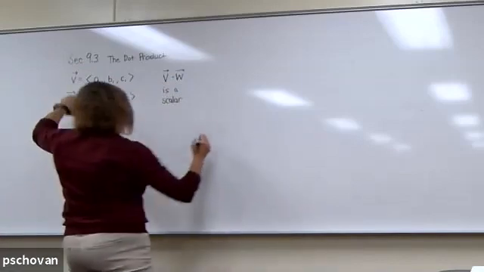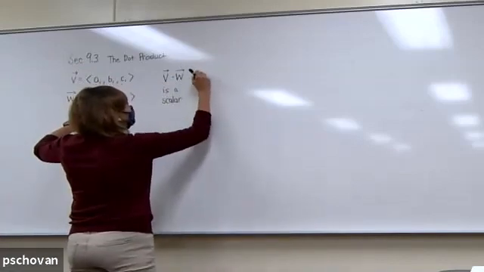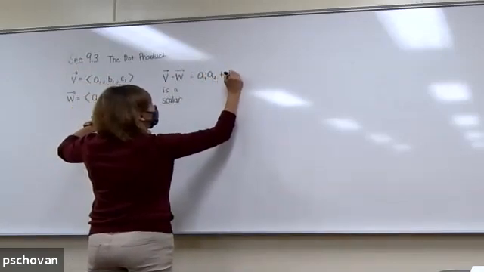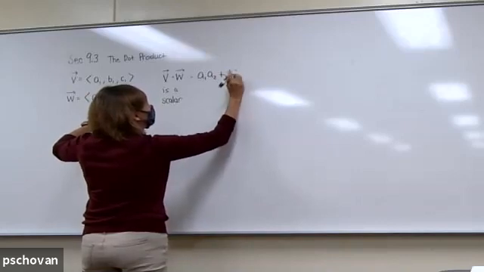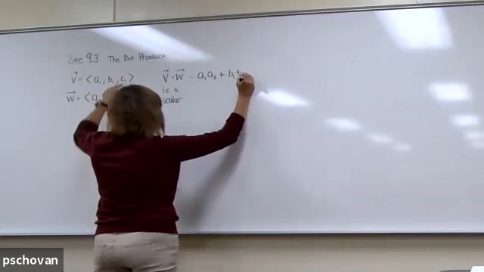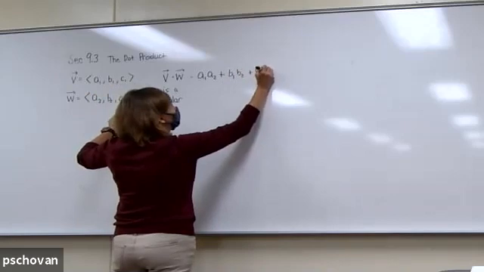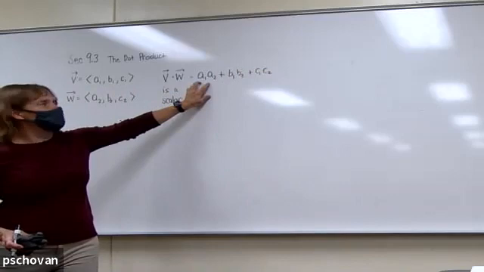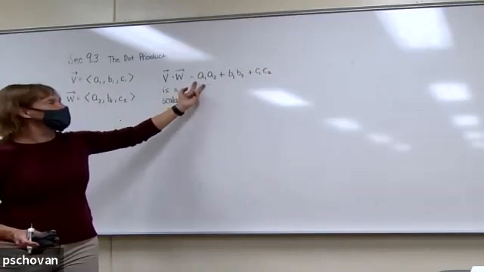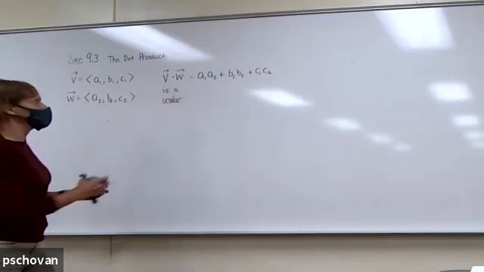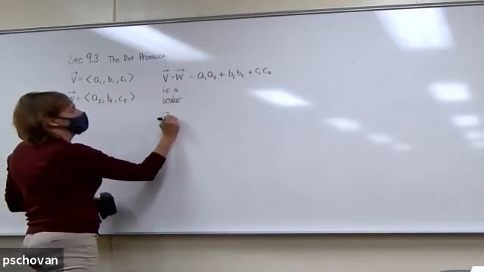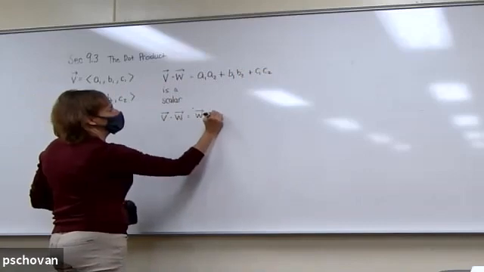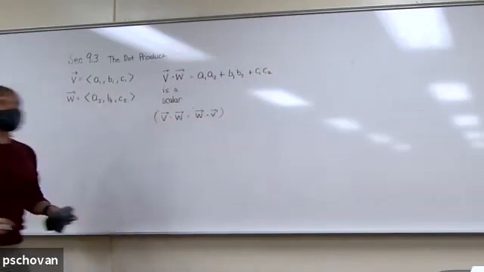So it is obtained by multiplying A1 times A2 plus B1 times B2 plus C1 times C2. And since multiplication of real numbers is commutative, the order in which I compute the dot product doesn't matter. V dot W is the same as W dotted with V. Order doesn't matter.